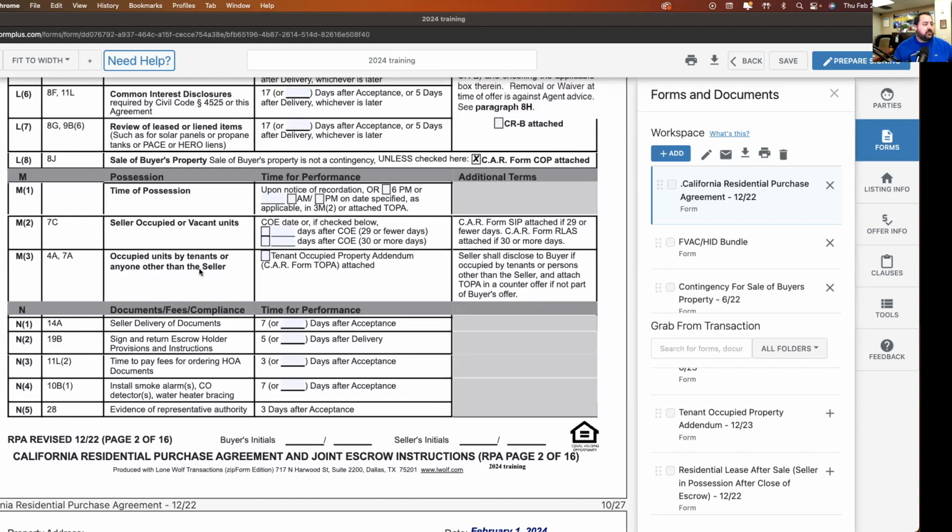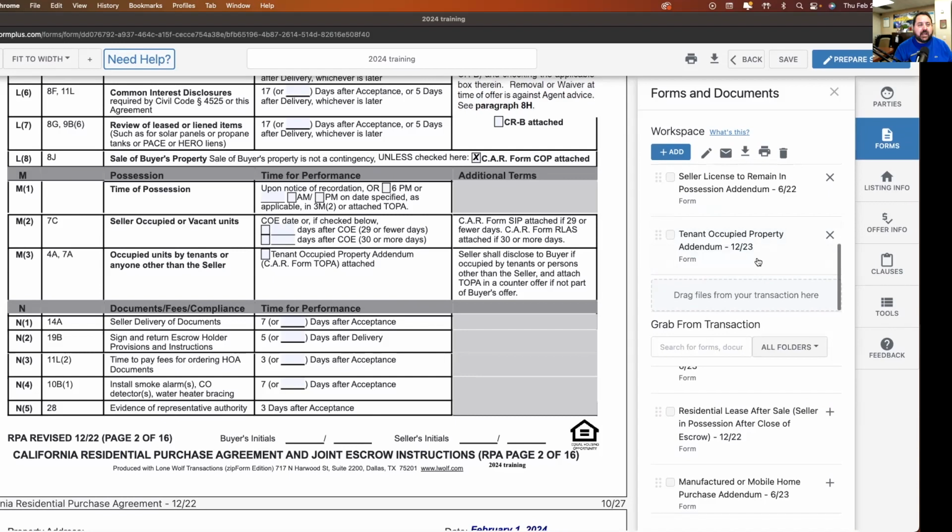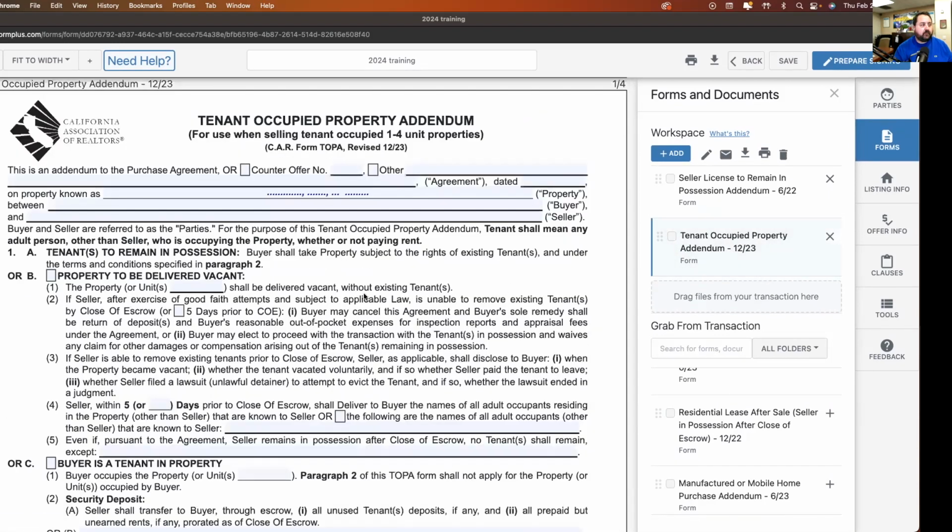No, you know what? Let's do this. If the property is tenant occupied, whether the tenant is staying or leaving, you're required to have the TOPA as part of your offer. Okay, so it doesn't matter if it's a single family or it's 4 units. You have to include the TOPA if there's a tenant in, whether the tenant is moving out or the tenant is remaining in possession after your sale. You have to put it in.